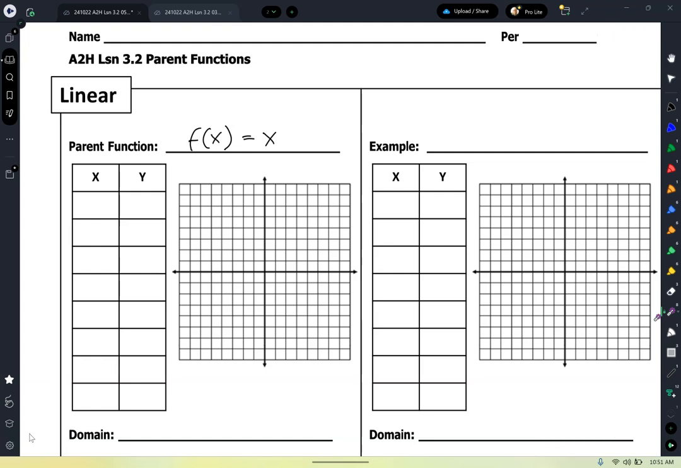This is a one-to-one function. Output equals input, right? That's what we're saying here. Okay, and so if we were to do some examples, we're just going to do a little squiggle through here and a couple of squiggles down the bottom. We're not going to use those boxes.